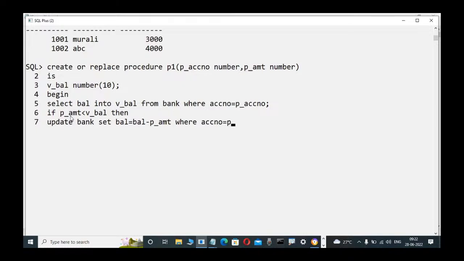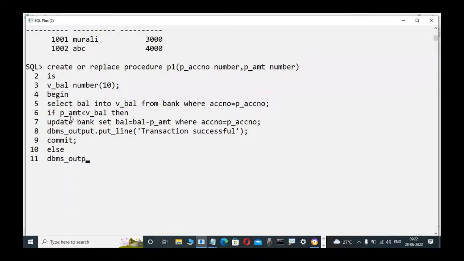Now here they are writing a message: your transaction is successful. Some messages are displayed in a bank, and those types of things they are writing like this: transaction successful. Anything also they are writing, such as commit or save. Else here, insufficient funds is the message.